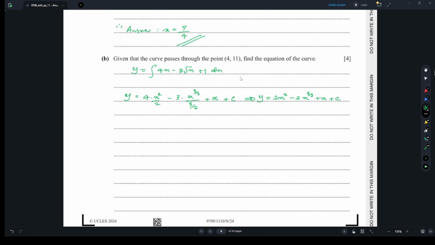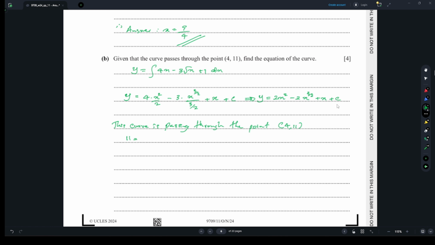Okay, and this curve is passing through the point (4, 11). So they gave you this to find the value of c. Since the curve is passing through the point (4, 11), you can substitute it here.